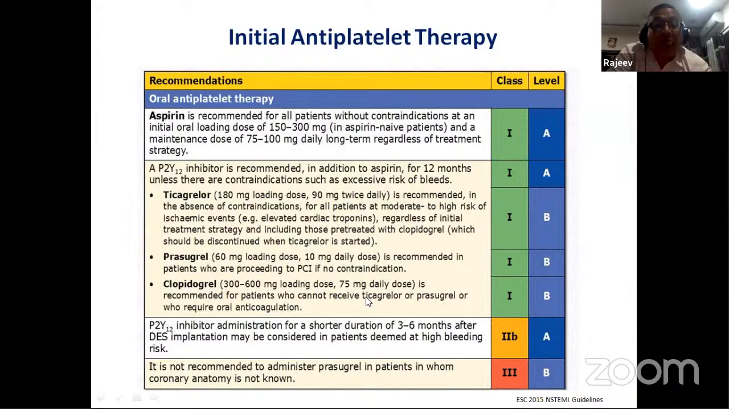Clopidogrel, nowadays, the order of usage has come down but it still has a place, recommended in patients who cannot receive ticagrelor or prasugrel and who require oral anticoagulants. P2Y12 administration for a shorter duration, that is 3 to 6 months after DES implantation, may be considered in patients who have a high risk of bleeding. It's a class 2B indication. It is not recommended to administer prasugrel in patients in whom coronary anatomy is not known. Very important. So prasugrel should be administered only after doing an angiogram.